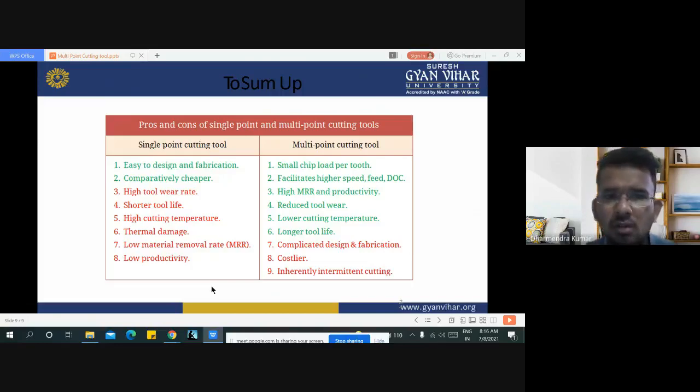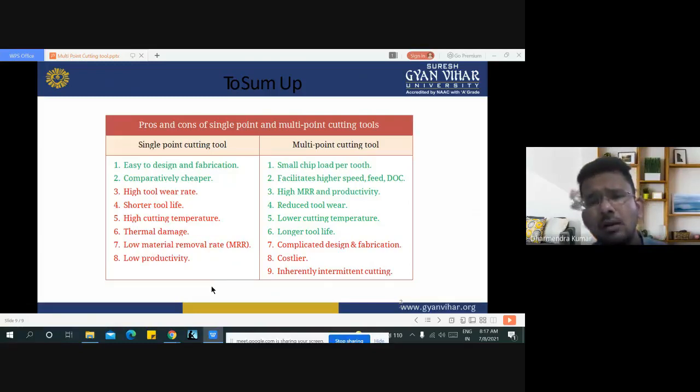A single point cutting tool is comparatively cheaper, but a multi-point cutting tool is comparatively costly because of the growing of various teeth, various cutting edges on the multi-point cutting tool. A single point cutting tool has a high tool wear rate because there is one and only one cutting edge, and a multi-point cutting tool gives a high material removal rate, MRR, and productivity.